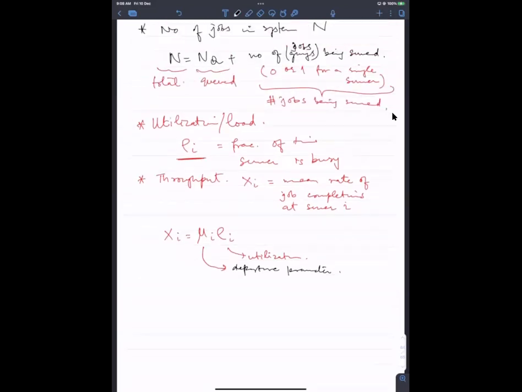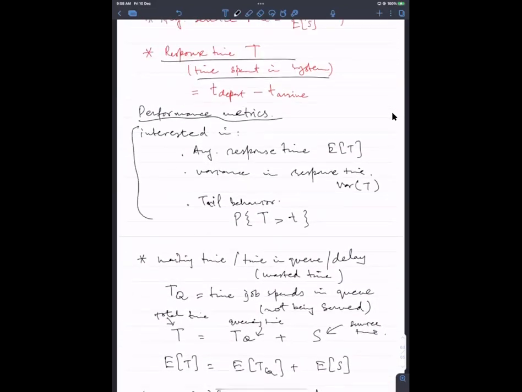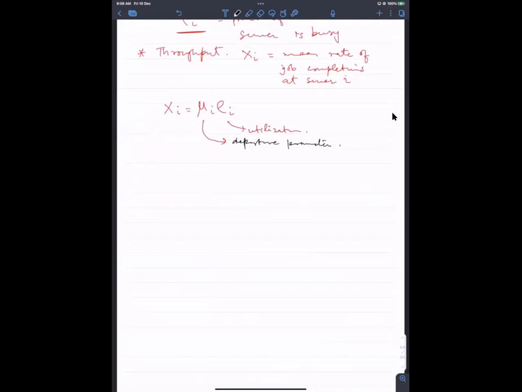So in order to answer all of these questions, ये जो हमने यहाँ पे, we are interested in average response time, variance in response time, tail behavior. So there is a little bit of result. It's called Little's result. It's called Little's law. It's very important in queuing systems. This law says that expected value of N is equal to lambda times the expected value of T. And we explain what all of these are.